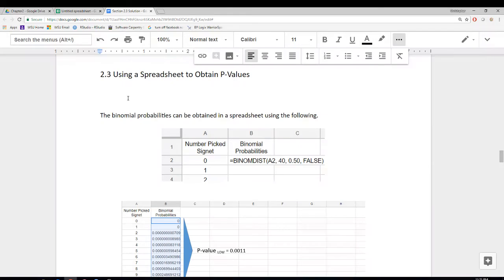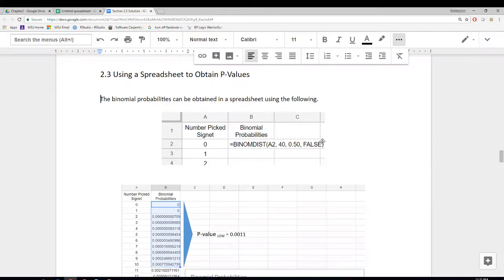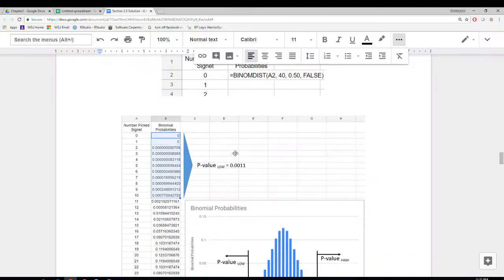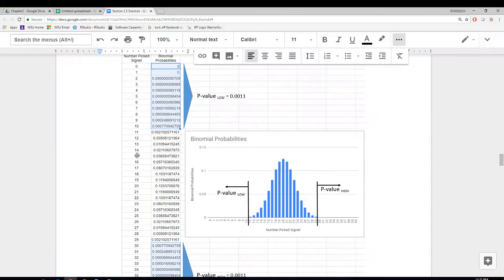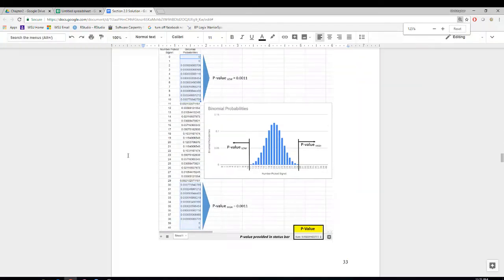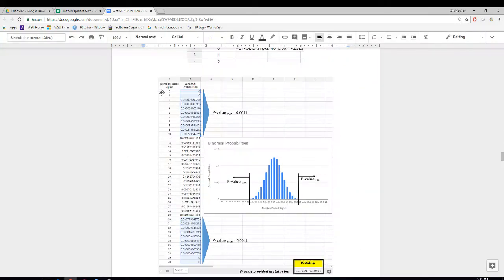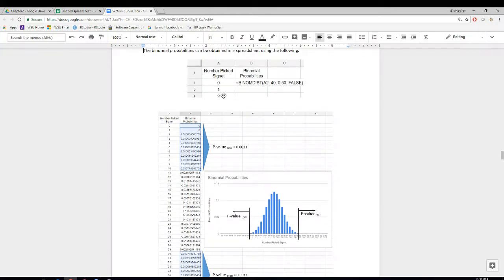How do I get these binomial probabilities? Again, using my spreadsheet. I'm going to create a column. That column is going to have the number that picked the Signet font. This time that column needs to go from 0 all the way down to 40. I'm going to zoom out a little bit here. I need to create this column A to go from 0 all the way down to 40. I'm definitely going to want to start that list, highlight that, and then drag that down. I don't want to have to type in all those numbers.